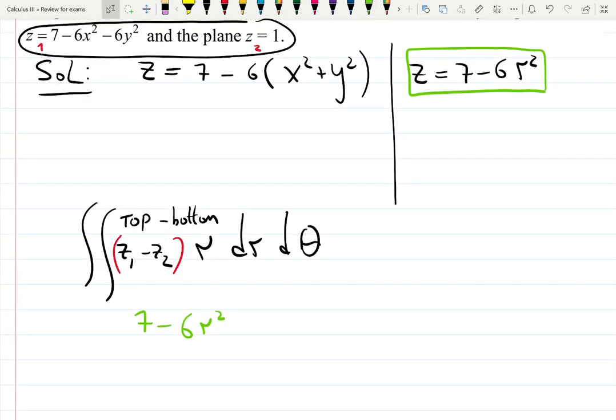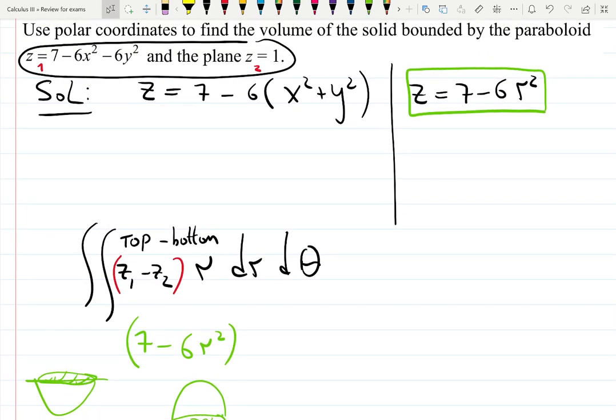And it says bounded by the paraboloid and the plane. The picture will be needed to know the order. Is the paraboloid below and the plane above, or the paraboloid above and the plane below? A paraboloid is a parabola in 3D, so it's basically a cup, either standing like so or like so, and the plane z equals 1 cuts the cup. So we need to know which one is at the top and which one is at the bottom. But at least we know the first function. The other one is already given, z equals 1, so no magic needed here.